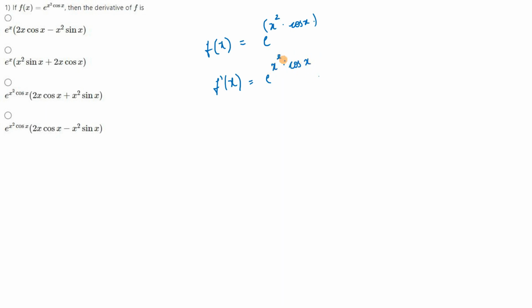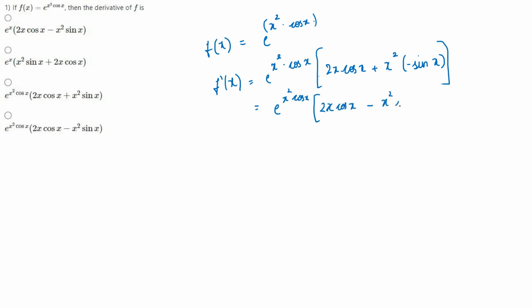This is the product rule, right? Multiplied by the differentiation of x square, which is 2x cos x as it is, plus x square as it is into the derivative of cos x, which is minus sin x. So this is nothing but e to the power x square cos x into 2x cos x minus x square sin x. So do we have this option? Yes, so option 4 is the answer.